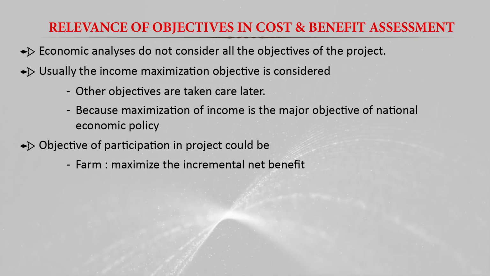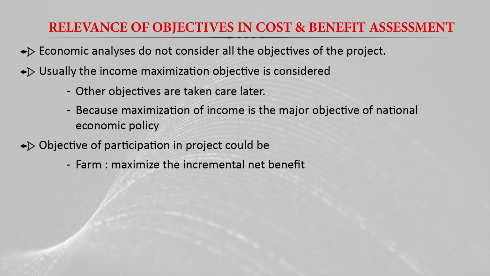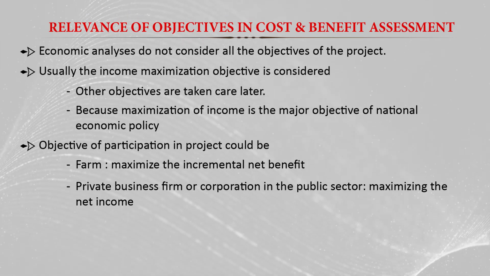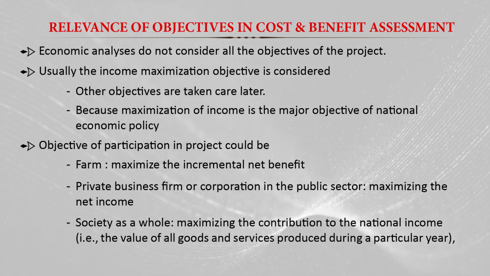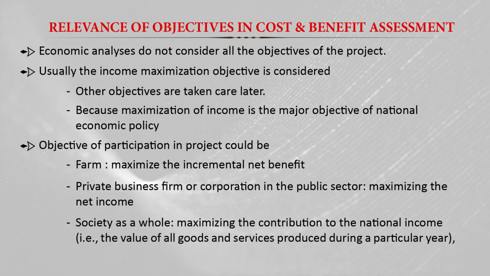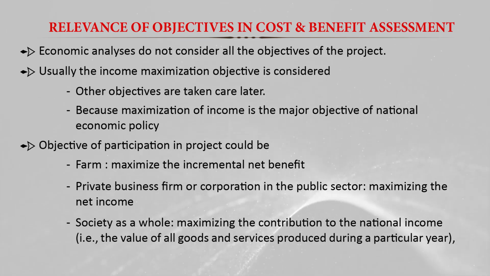For a farm, they want to increase their incremental net benefit. For a private business firm or public corporation, they want to increase their net income. For society as a whole, when we talk about the country as a whole, the objective is maximizing the contribution to the national income, that is the value of all goods and services produced during a particular year. They want to increase the national income, gross domestic product, of the nation as a whole.